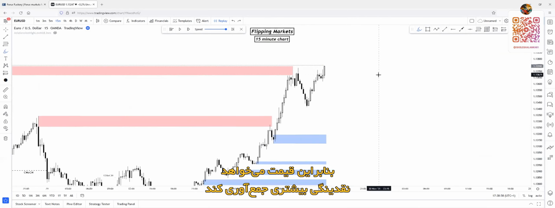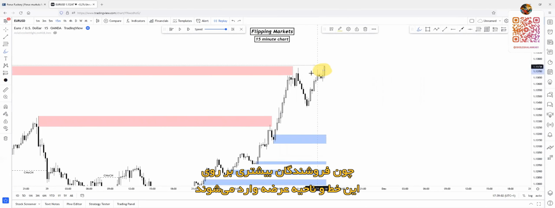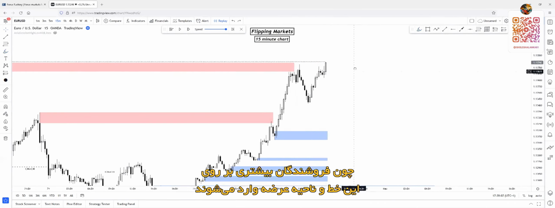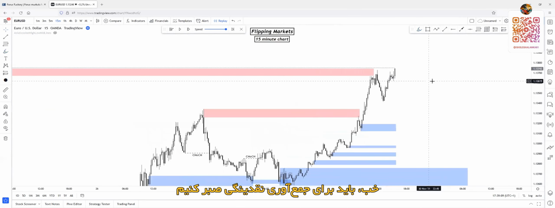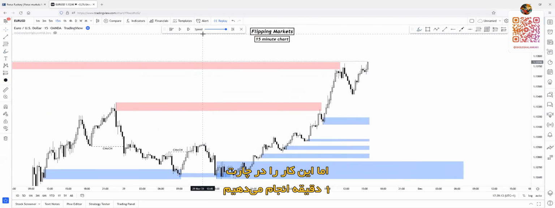So we are collecting more liquidity, and we are expecting the sweep of this liquidity because more sellers entered on this line, more sellers entered the market on this supply zone. So yeah, the next thing we have to do is wait for the liquidity sweep. But we will do that on the 1-minute chart.